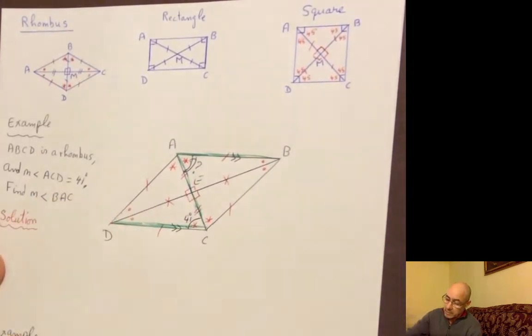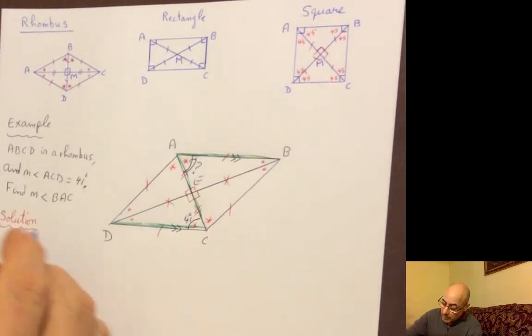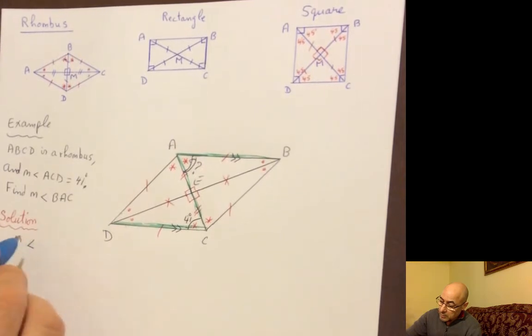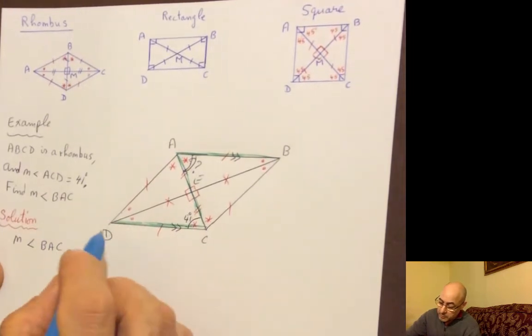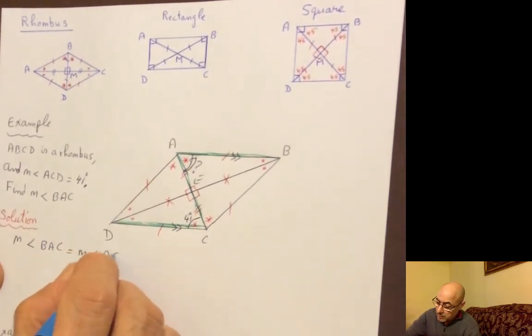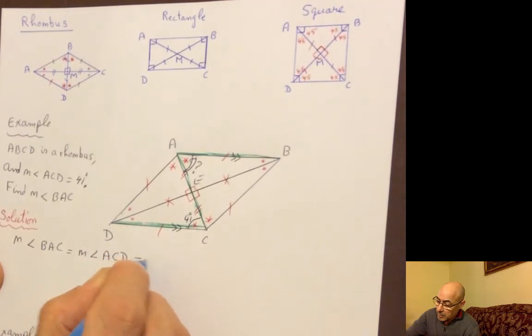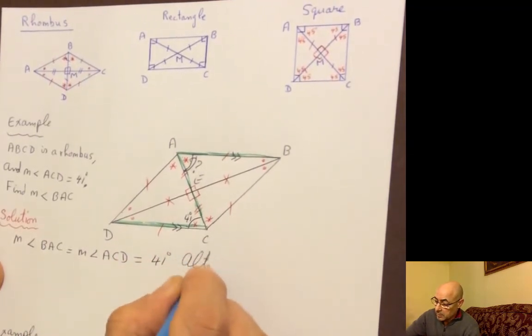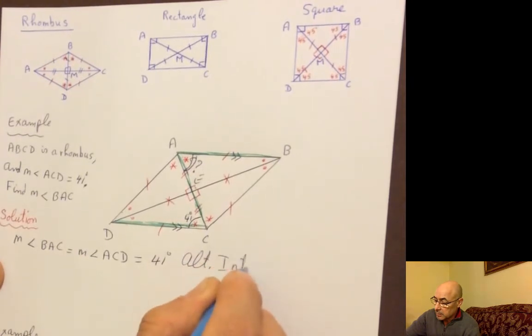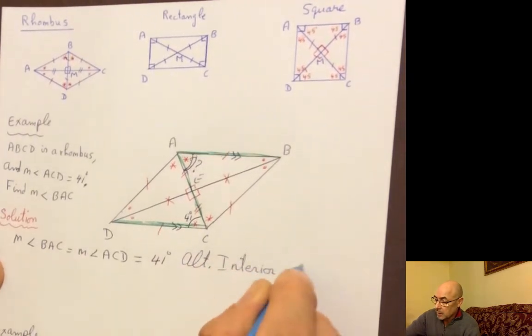So let's write this down. Measure of angle BAC equals measure of angle ACD equals 41 degrees, alternate interior angles.